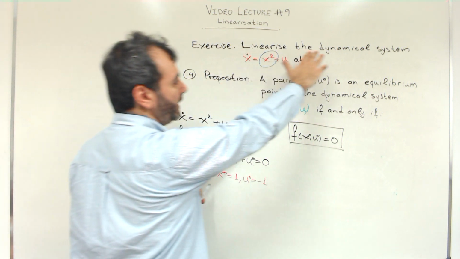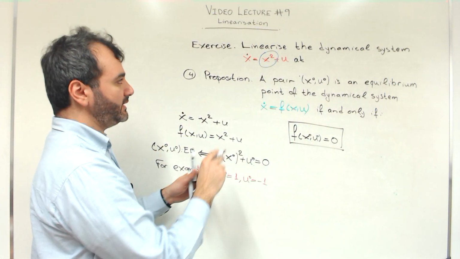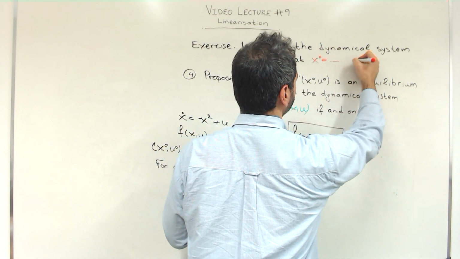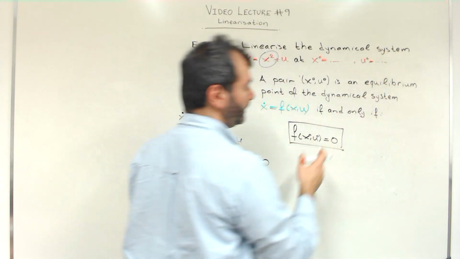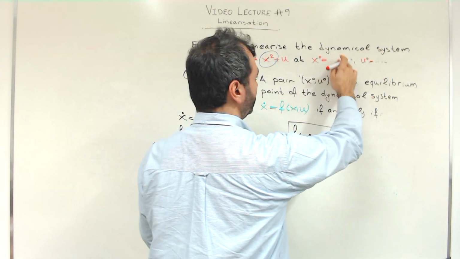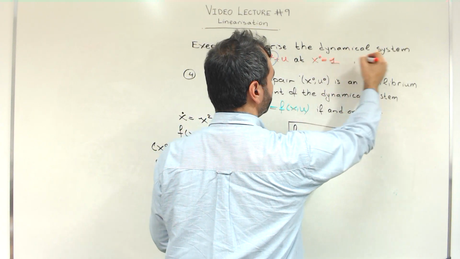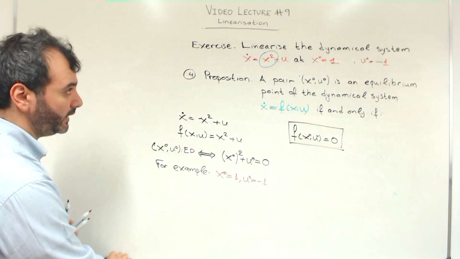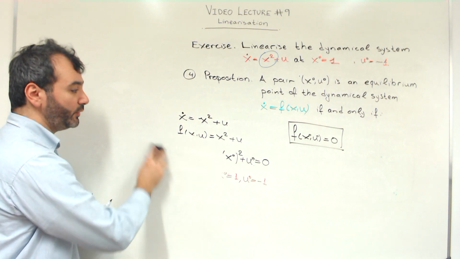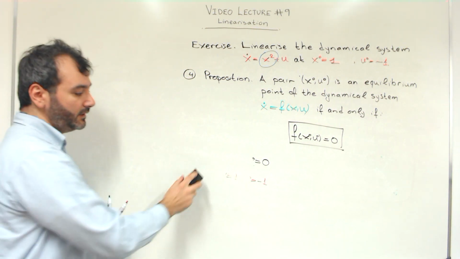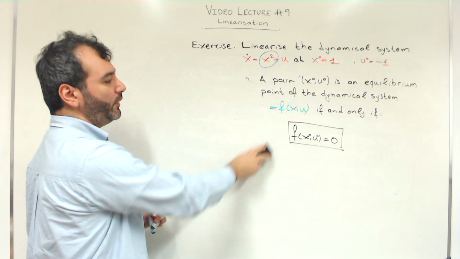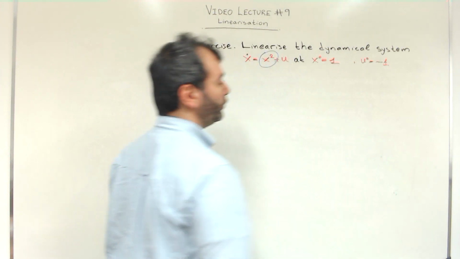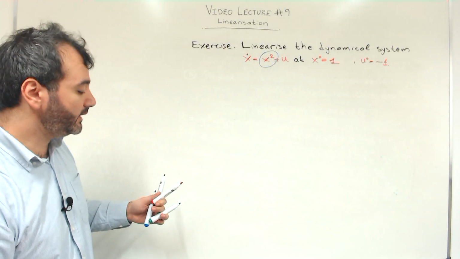It will be: linearize the dynamical system x dot equals x squared plus u at a point which must be an equilibrium point. And let us take here 1 and minus 1, but you can choose whatever equilibrium point you like, whatever equilibrium point is relevant for your application. And the question is, where do you wish to operate your system? Or around what point do you wish to study your dynamical system?